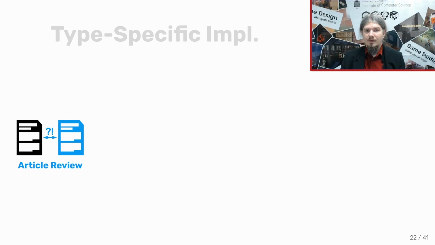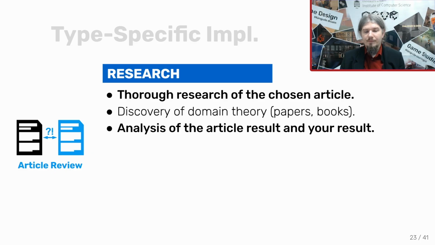Article review. So here you are expected to do thorough research on the chosen article. So you pick one article and you actually do very thorough research about what are they doing, what is the theoretical background, why have they justified the different choices there, and what are the implications of that. Also, the analysis of the article result and your result.